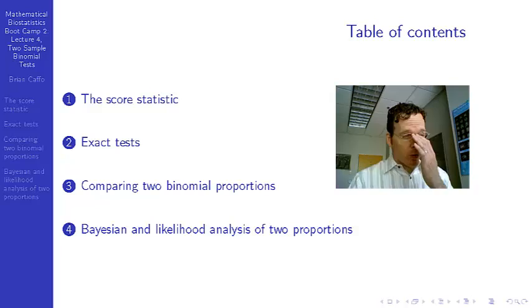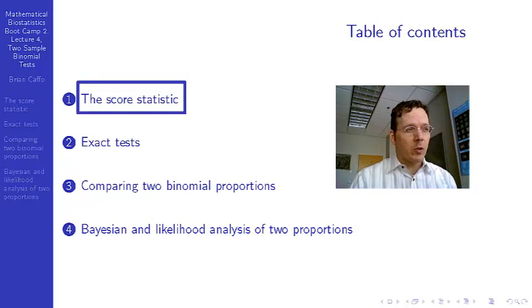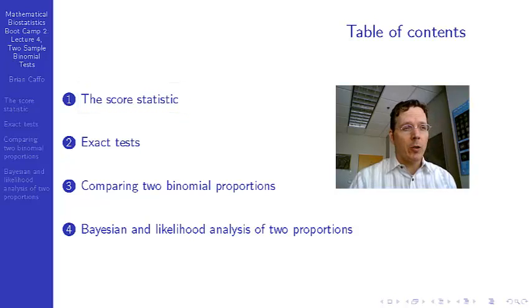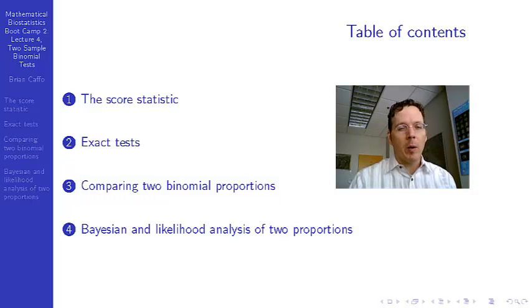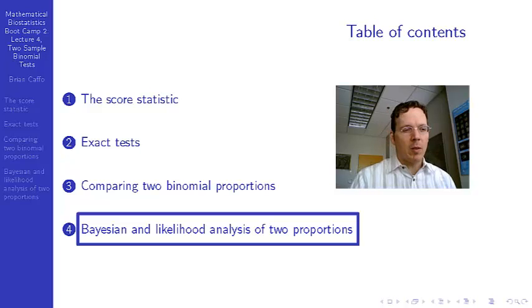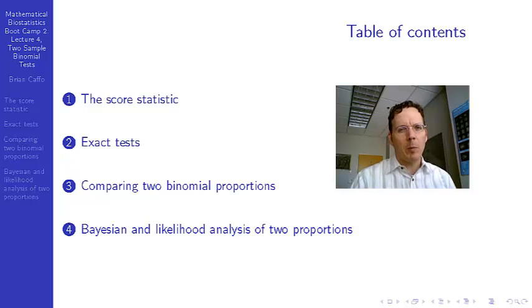Okay, in this lecture, we're going to talk about the score statistic, which is a specific two-sample binomial test that will serve as motivation for creating a confidence interval as well. We'll talk about how you can do an exact test for two binomial proportions, and then we'll talk about comparing two binomial proportions, and then we'll go over a little bit about Bayesian and likelihood methods for comparing binomial proportions. We'll actually spend quite a bit of time on binomial proportions because later on we'll also talk about relative risks and odds ratios and that sort of thing.